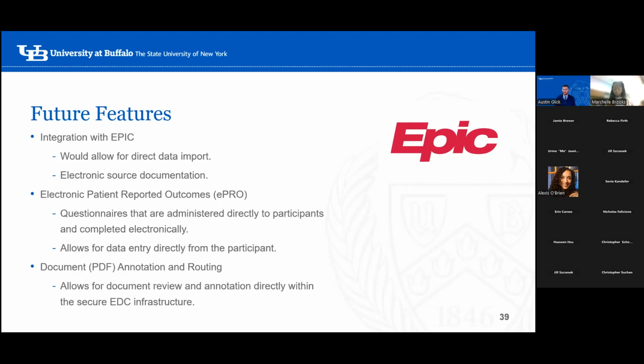This would allow for direct data import and allow for electronic source documentation. So Epic is something that is also coming to UB. So we would be able to integrate directly with that. We'd be able to transition EMR records directly to the EDC. Epic is also probably the most commonly used EMR in the country. So this is a really nice thing to be able to integrate with between an EDC and an EMR.